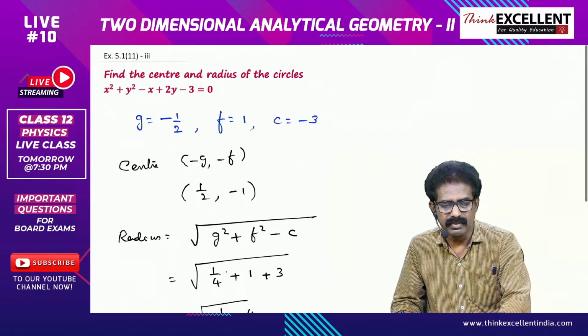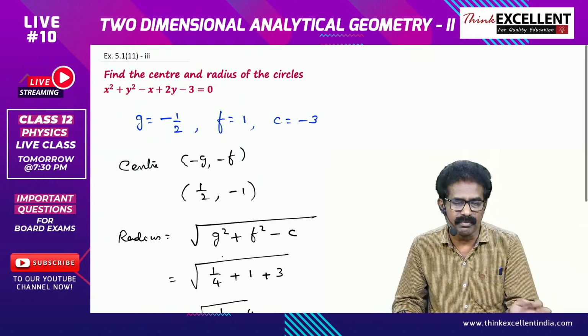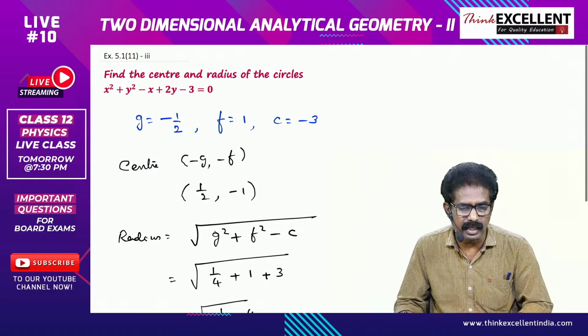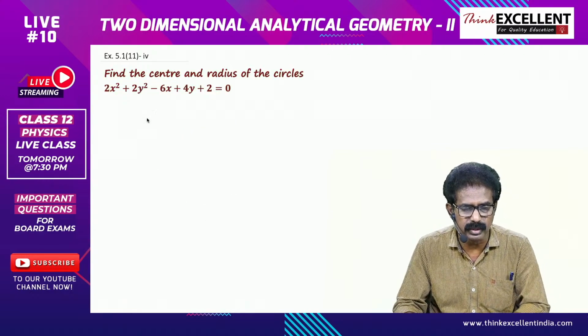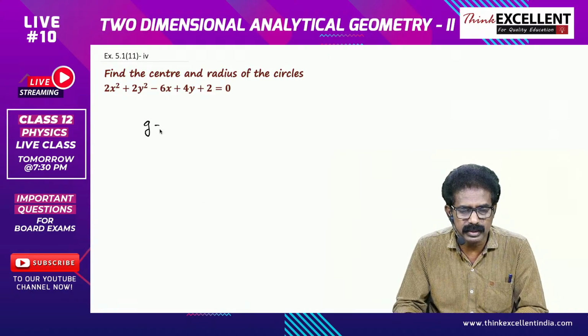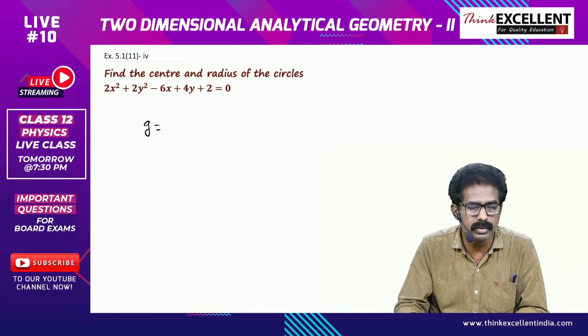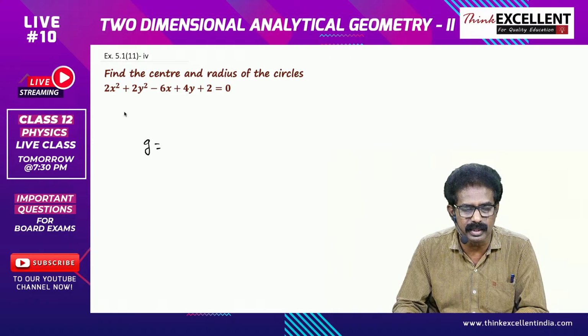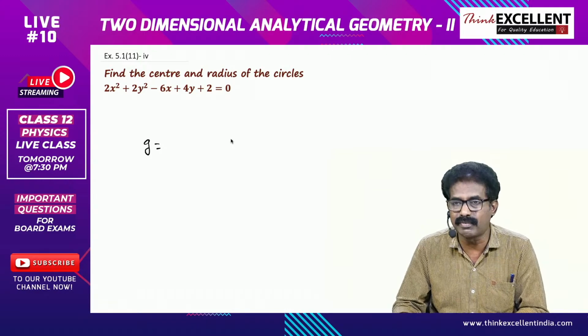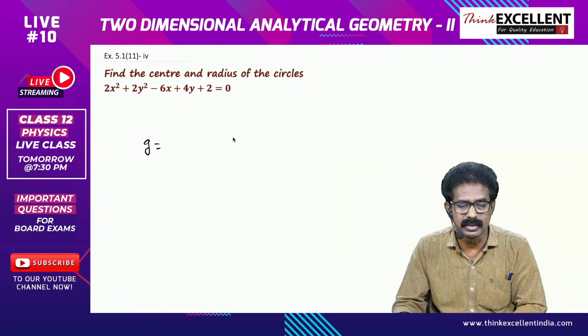So identify the values of G, F, C, then apply the formula for center and radius. Okay, I'll give another question. Can you tell me what is G value here quickly? Post your answer, or I want you to give the center value. Quickly, let me see who is giving the correct answer. I don't want G, you can find GFC and all, but I want the center. What is the answer for center?